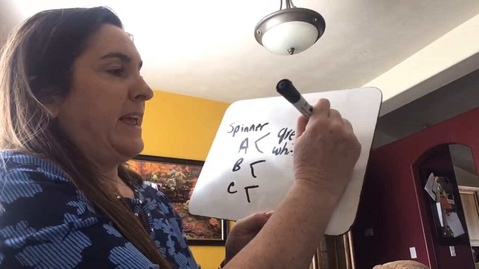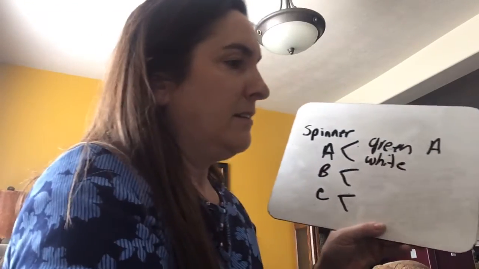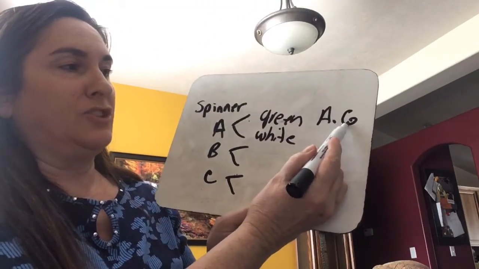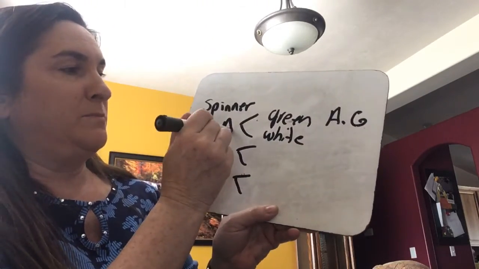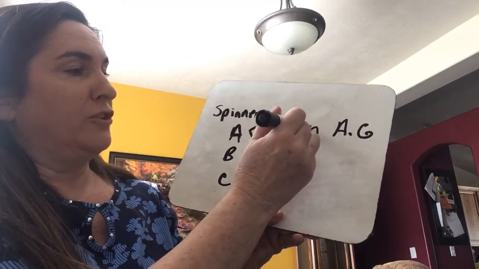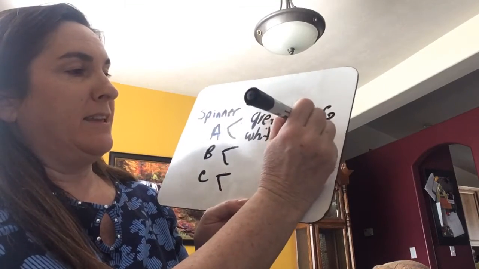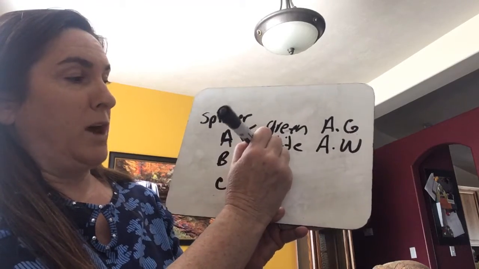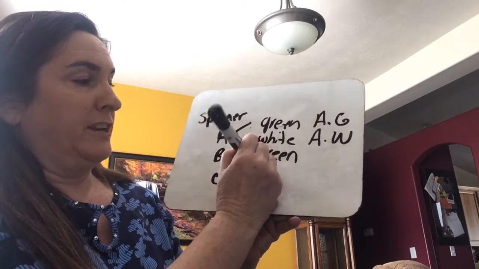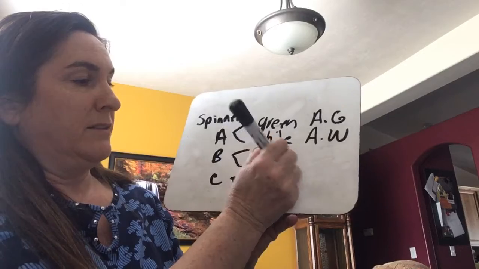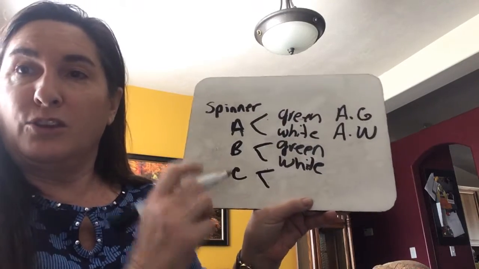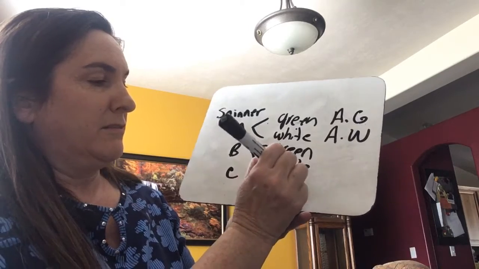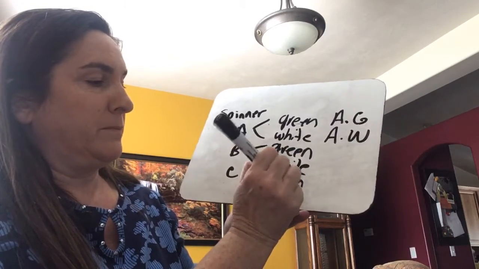So this is A, G, okay? A dash G, A point Z means landed on spinner A, green. So this would be A, white. If it landed on B, you only have 2 options, green and white. And if it landed on C, when you pick a marble, you only have green or white option.